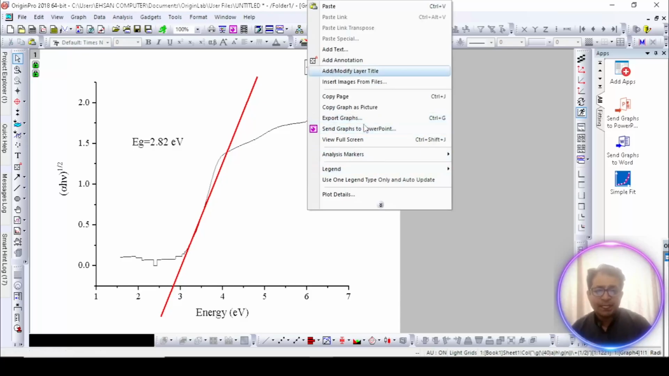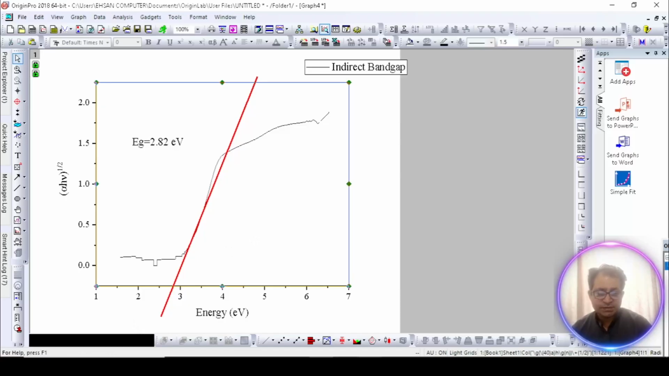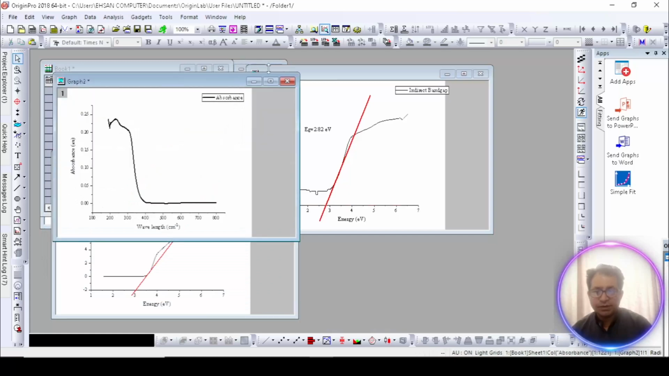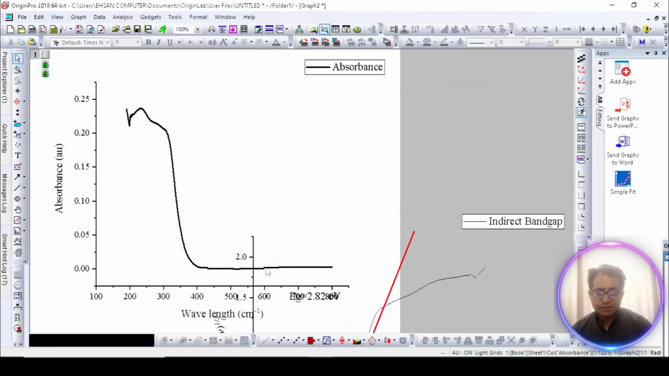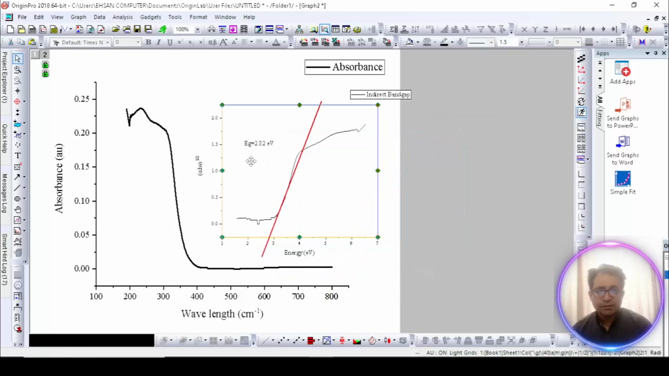You can copy this and paste it in your main graph. Whenever you are reporting it in your paper, you will have to put it like this. You can increase the font size, like 28, make it bold. This one has 32. This one also has 32. You can play with these.